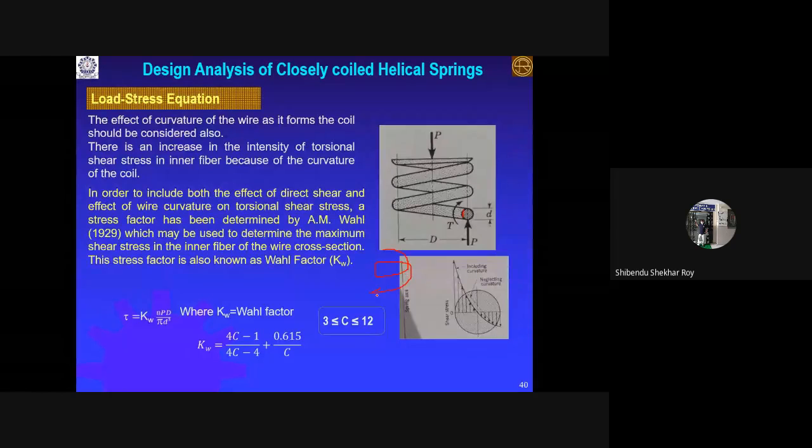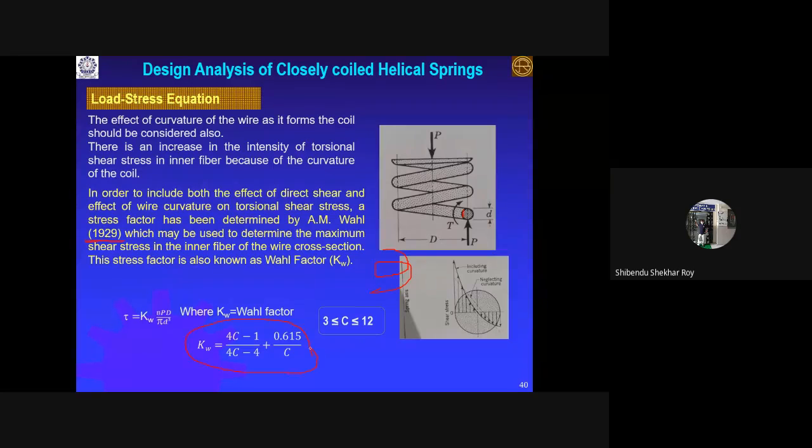Wire curvature on the torsional shear stress, a stress factor has been determined by A. M. Wahl, which may be used to determine the maximum shear stress in the inner fiber of the wire cross section, and this stress factor is known as Wahl factor. It is very popular for the helical compression spring, or closely coiled helical spring. Wahl carried out experiments, and using geometric relations and experiment found it in the year 1929, and he has also published a paper on that, and he has dedicatedly written a book also on mechanical springs, and he has proposed this particular formula.